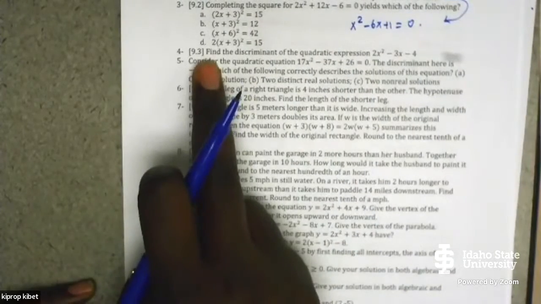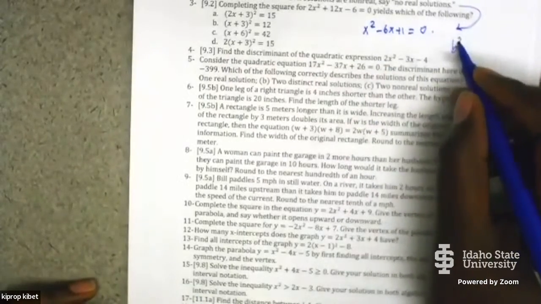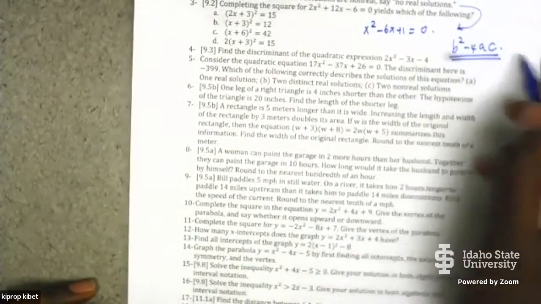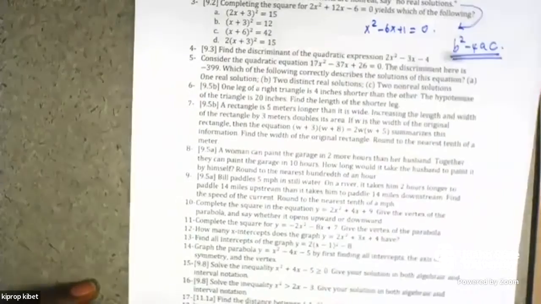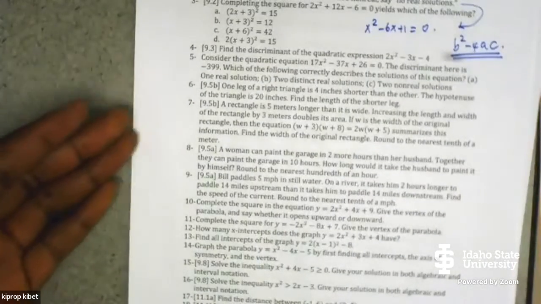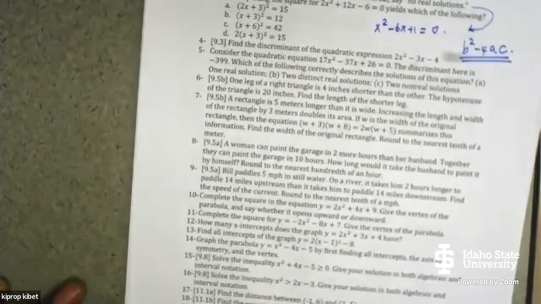9.3, which is number 4, find the discriminant. Remember how to get a discriminant. Discriminant is b squared minus 4ac. You need to remember this. Number 5, 6, 7, those are how to solve that.